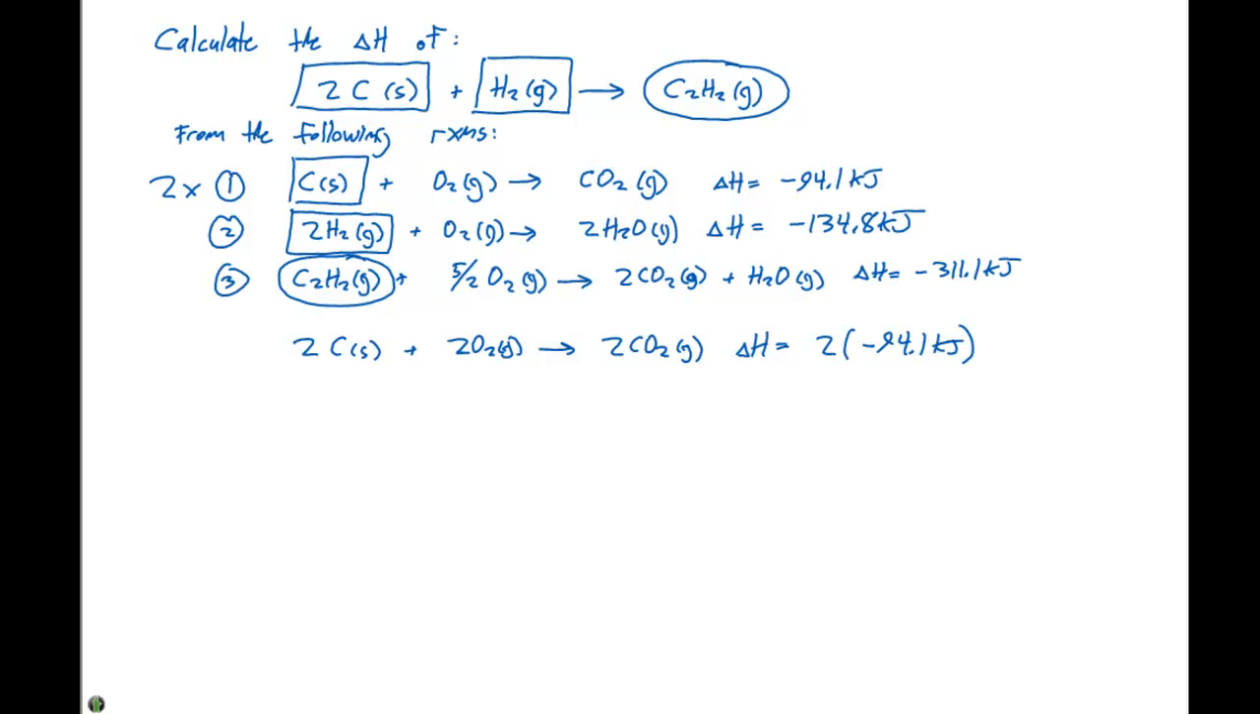For the next reaction, our reactant is hydrogen gas. And in the second reaction, we have 2 moles of hydrogen gas. So we're going to take a half times this second reaction. And when we do that, we're going to get 1 mole of hydrogen gas plus a half a mole of oxygen gas, giving us 1 mole of water. Our delta H now is going to equal 1/2 times negative 134.8 kilojoules.